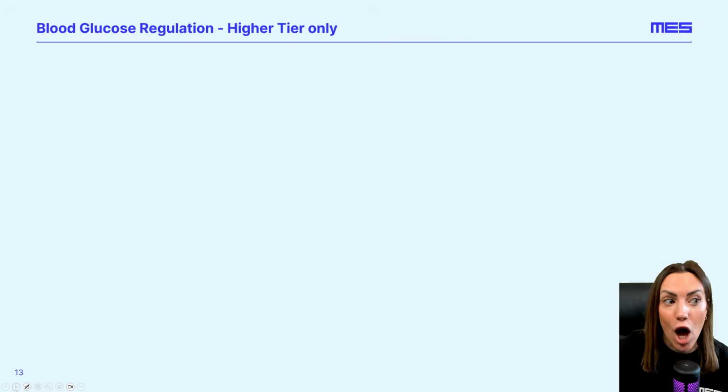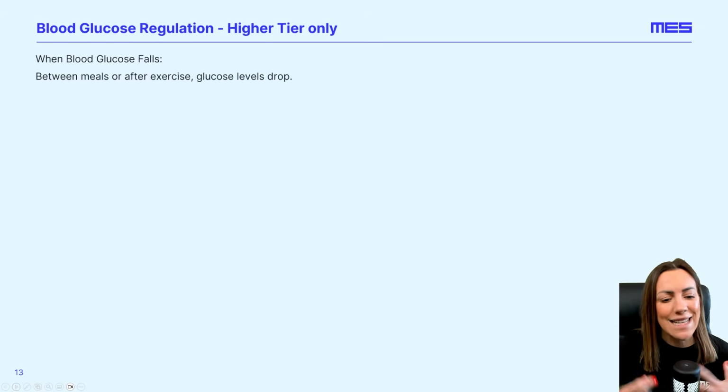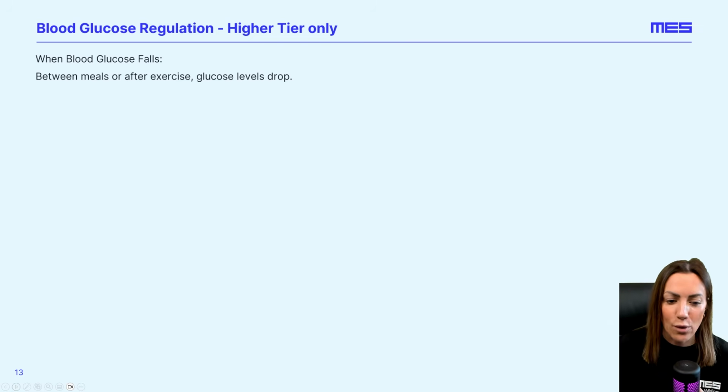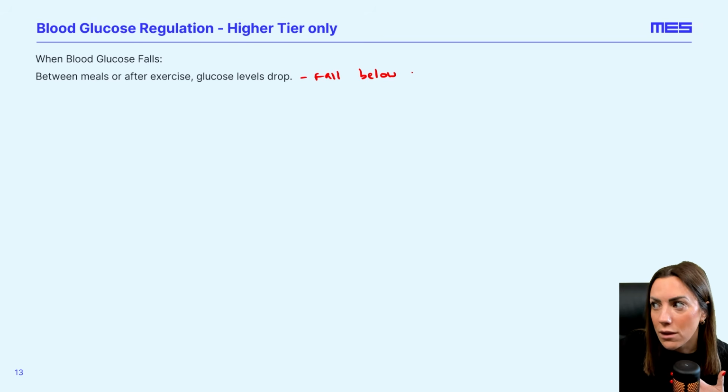Now, higher tier only, you also need to know the other side of the story. So you need to know about a second hormone, which is glucagon. And glucagon is released from the pancreas when your blood glucose falls. So let's say you've not eaten for a long time, maybe overnight, maybe you've been fasting, maybe you've been exercising, so you've been doing a lot of respiration and you've been using up all your glucose to release more energy. Either way, glucose levels would drop. They would fall below normal.